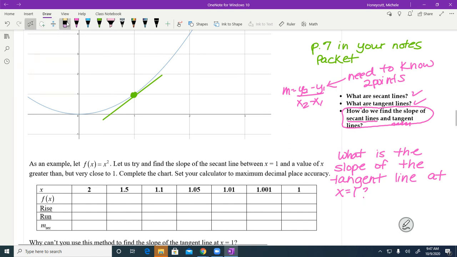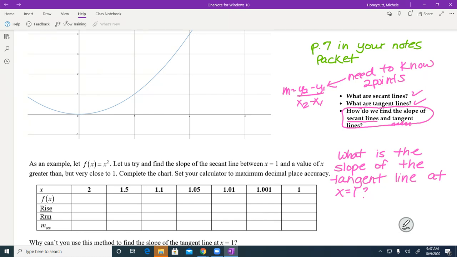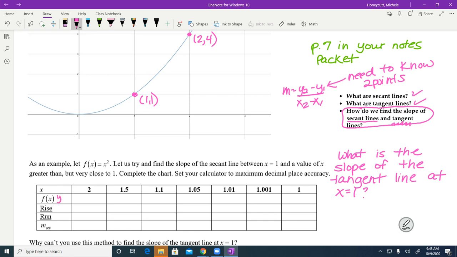So I'm going to erase this tangent line, and we'll work on finding slopes of secant lines. The first one says we're going to complete the chart, and we're going to try and find the slope of the secant line between x equals 1, which is this point right here, the point 1, 1, and then different values of x. So at first I'm going to do the value of x equals 2, so the point right here, 2, 4. Then I'll fill out my chart. So if x is 2, f of x, or in other words, y, is 4.